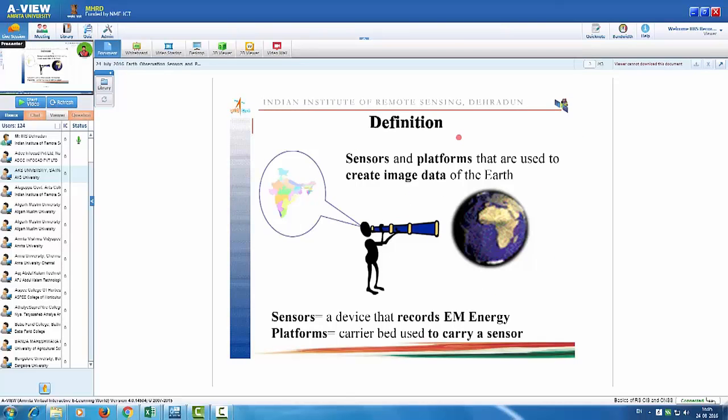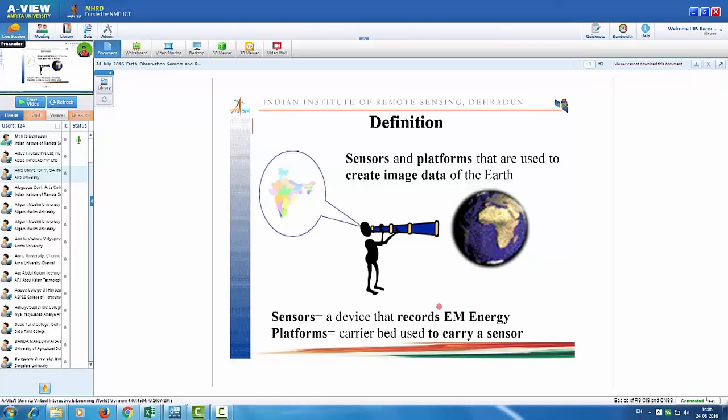Now coming to the definition of sensors and platforms. What are sensors and platforms? Sensors and platforms are used to create image data of the earth. And sensors are recording devices that record electromagnetic energy.